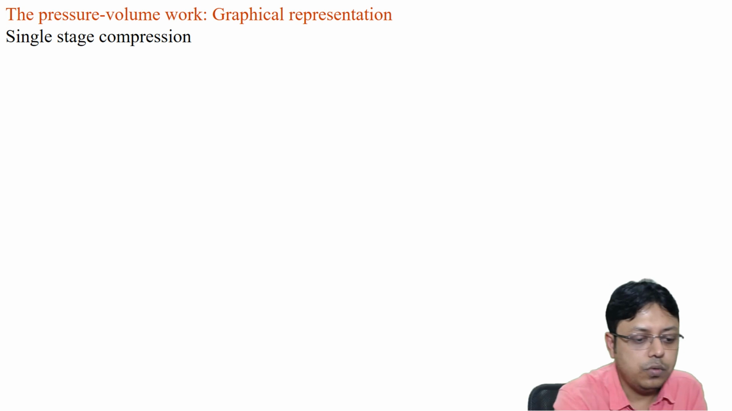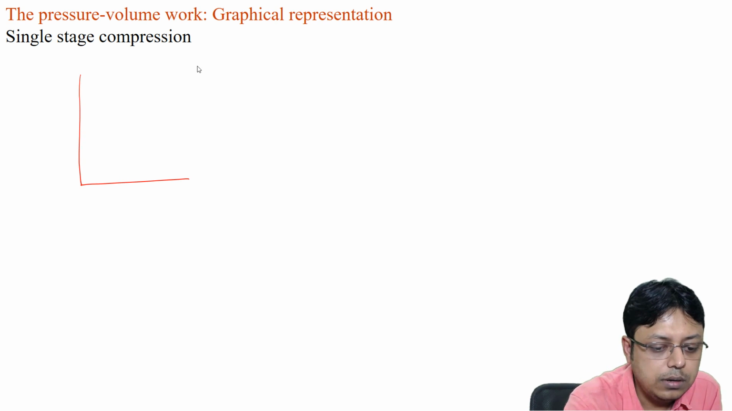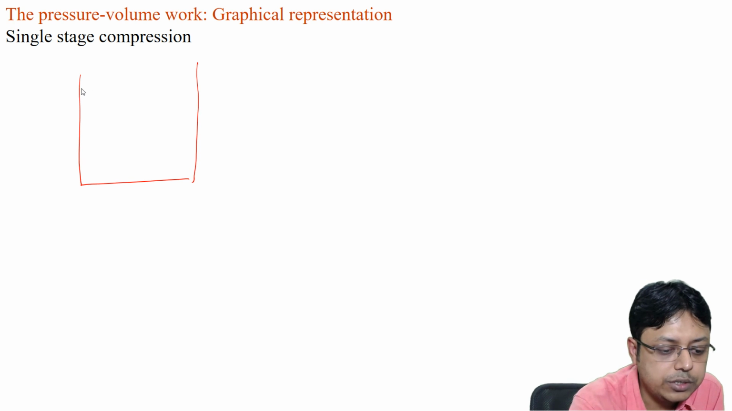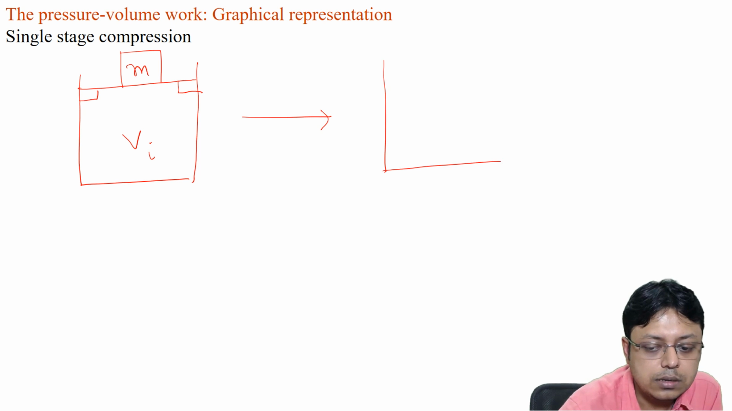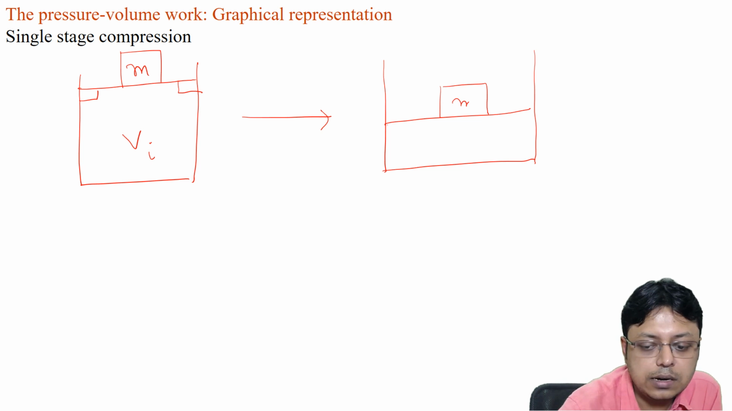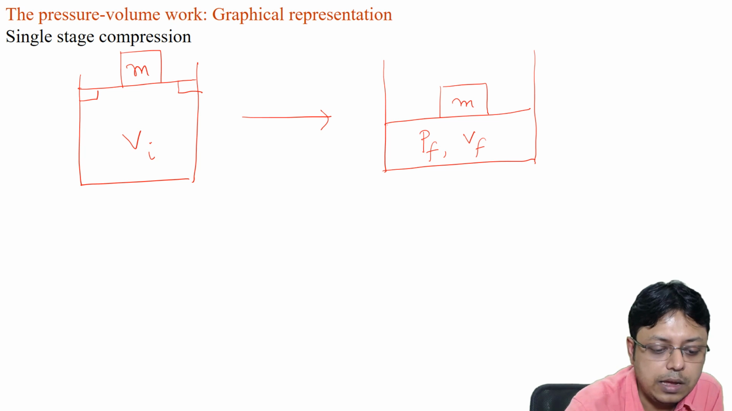So as before, we have a piston, but in this case it's a compression. So we have a mass, and the initial volume is suppose V1, and then we let the piston fall until the pressure exerted by this mass is equal to the final pressure of the gas, which we denote as PF. Associated volume we denote as VF.